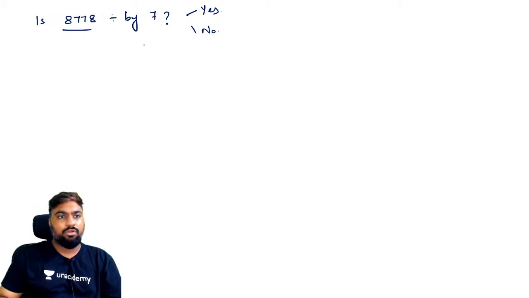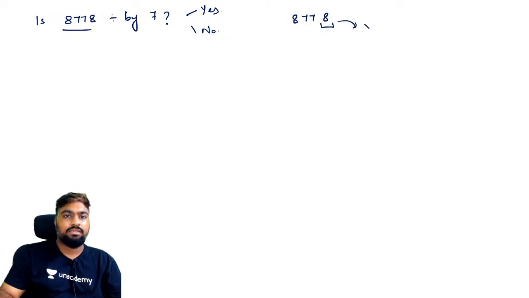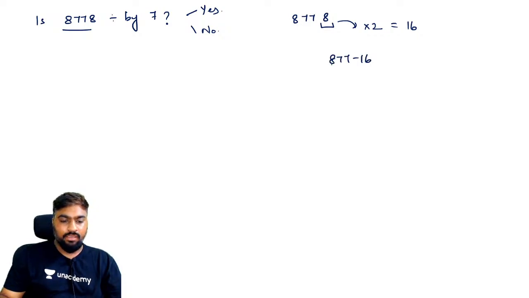Sorry guys, मेरा chat load नहीं हो रहा है, तो I'm assuming you've done this. See, normally if you use the rule, कि हमें क्या करना पड़ेगा? 8778 है, take the last digit, double it, you get 16, subtract it from 877. So 877 minus 16, you get what? 861. Yes. Again, take the last digit, double it, subtract it from the rest.